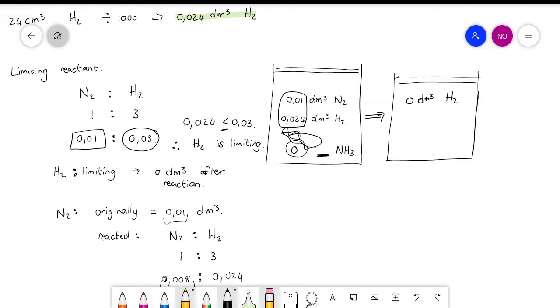And then we went and we said, the nitrogen gas, originally we had 0,01 cubic decimeters.